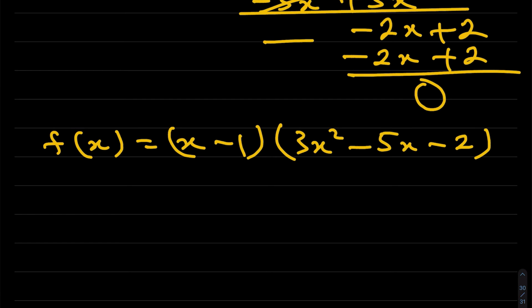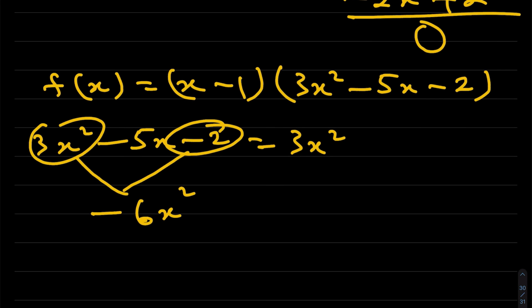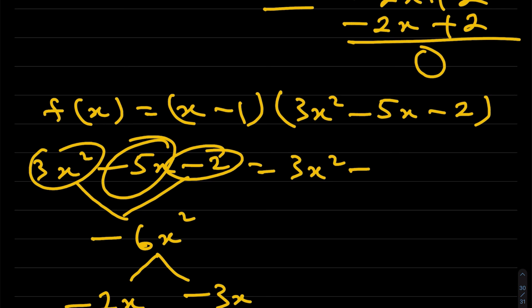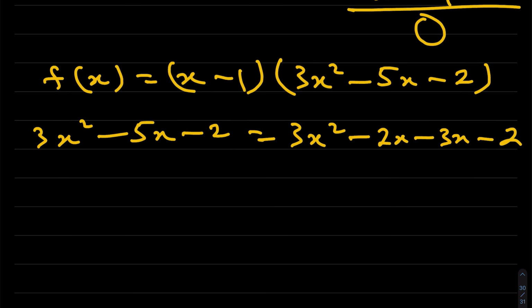So what is 3x squared minus 5x minus 2? That's equal to 3x squared. How do we do that? Multiply minus 2 by 3x squared. That gives us minus 6x squared. We now think of 2 factors such that when we multiply, we get minus 6x squared, and when we add, we get minus 5x. And those factors are simply minus 2x and minus 3x. So instead of writing minus 5x, that's what I'm going to write. 3x squared minus 2x minus 3x minus 2. So that was just to remind us of factorization.